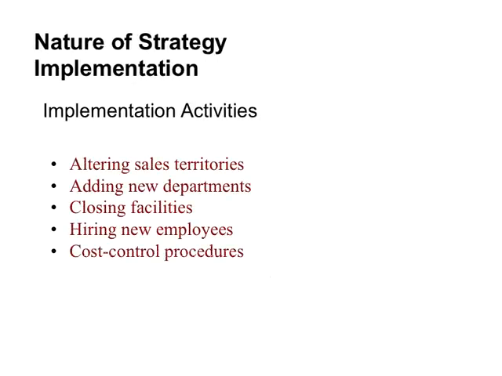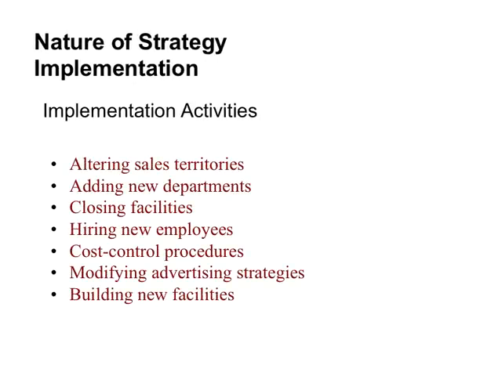And these are just an example of some of the activities in implementation. Altering sales territories, adding new departments, closing facilities, hiring new employees, cost control procedures, modifying advertising strategies, building new facilities. So even in a number of these bullet points, I hope you pick out the different areas of strategy and corporate coming out there, right?